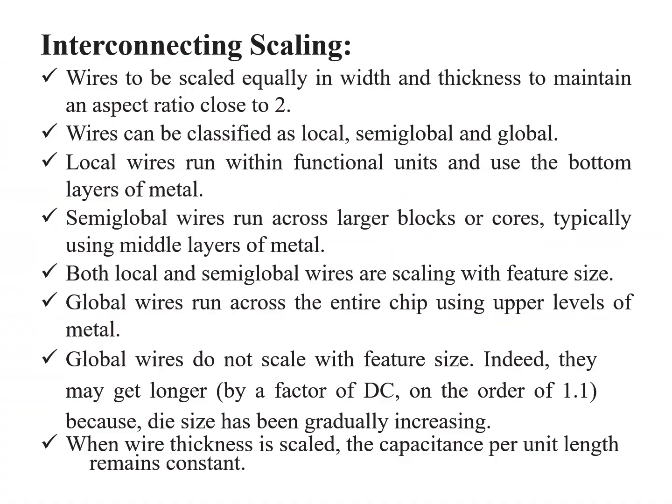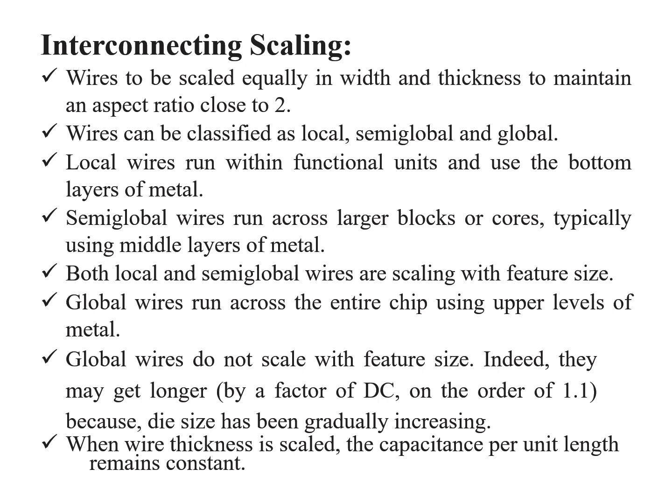The interconnect wires are also subjected to scaling. Wires are scaled equally in width and thickness to maintain an aspect ratio close to 1. Wires can be classified as local, semi-global as well as global. Local wires run within the functional units and use the bottom layers of the metal. Semi-global wires run across the larger blocks or cores. Typically, they use the middle layers of the metal.